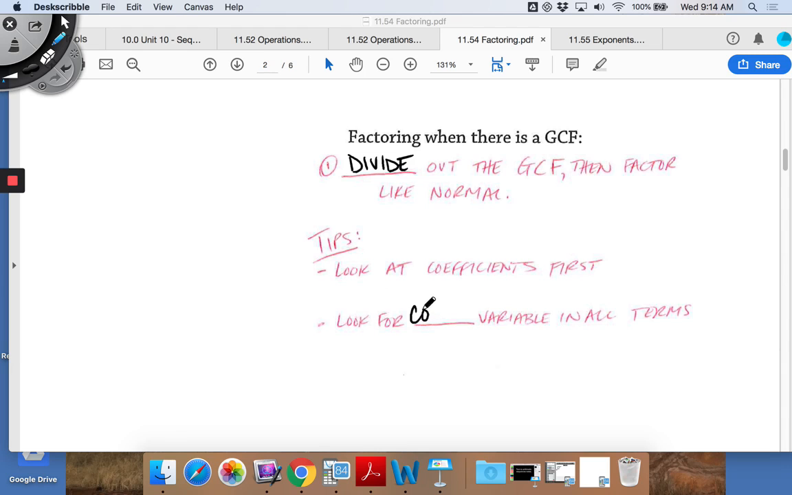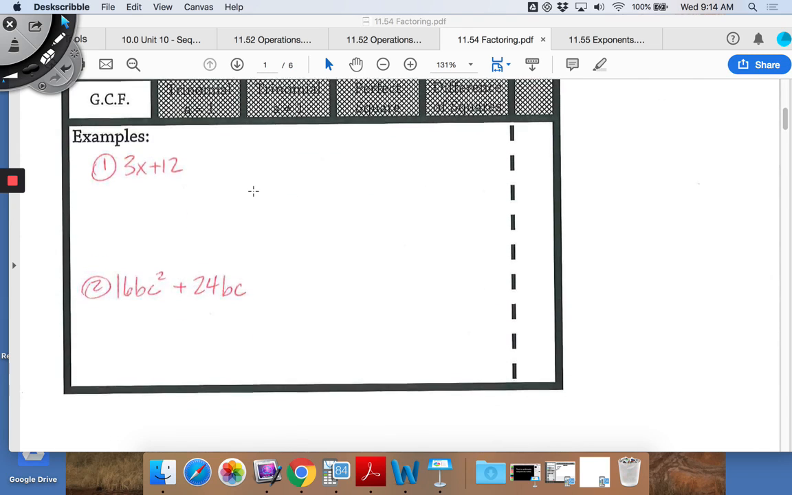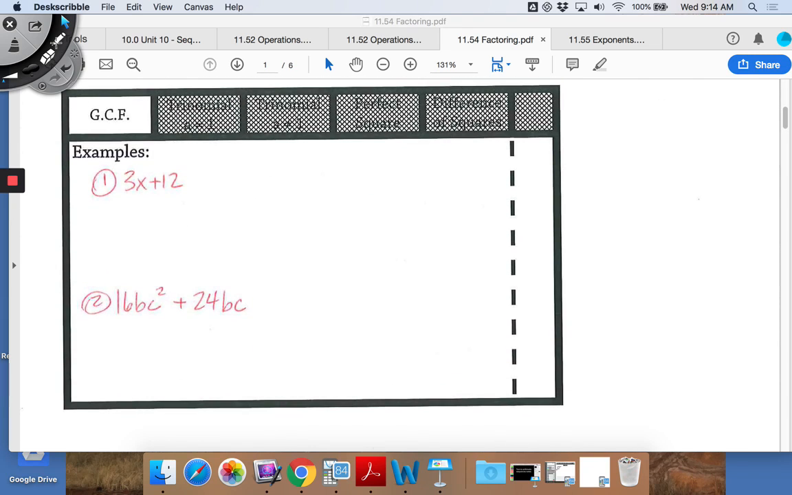Look for a common variable in all terms. That's how you know it would have a GCF of that variable. So our first example for this one is 3x plus 12. So I see I have a coefficient of 3. So I have to ask, can I divide both of these terms by 3?